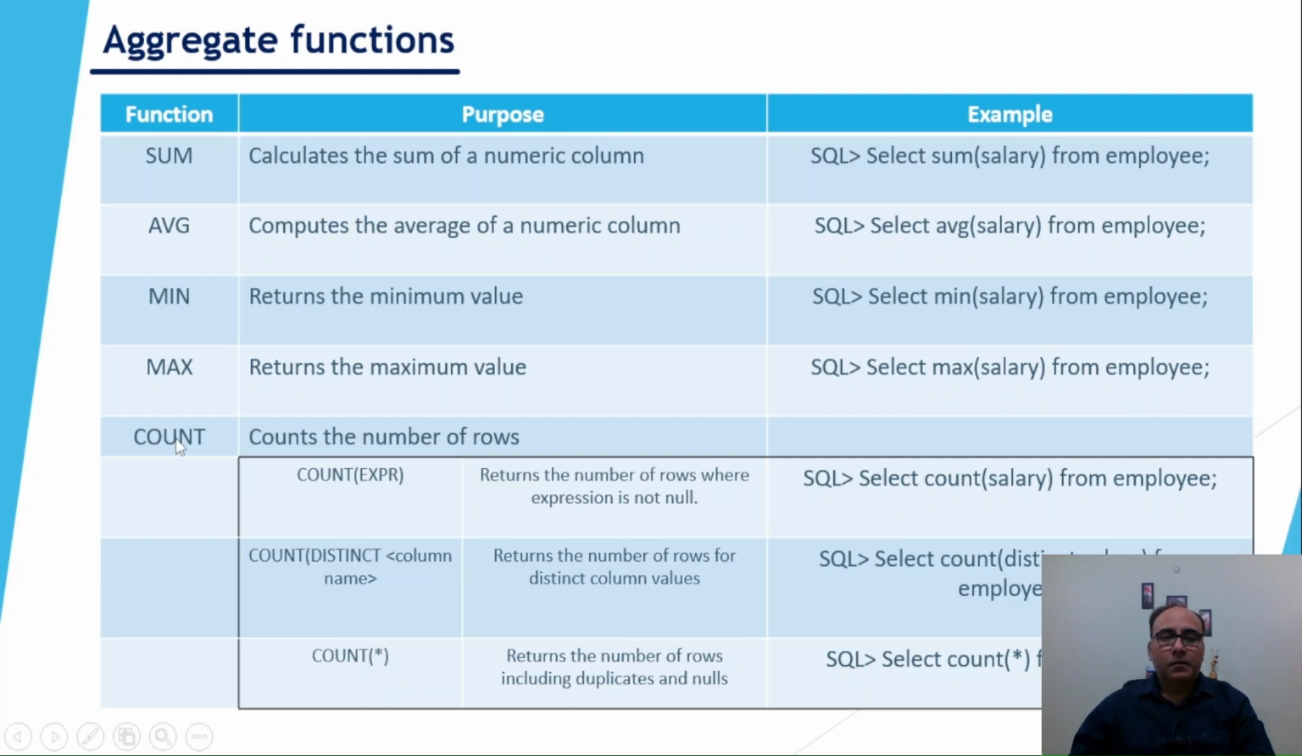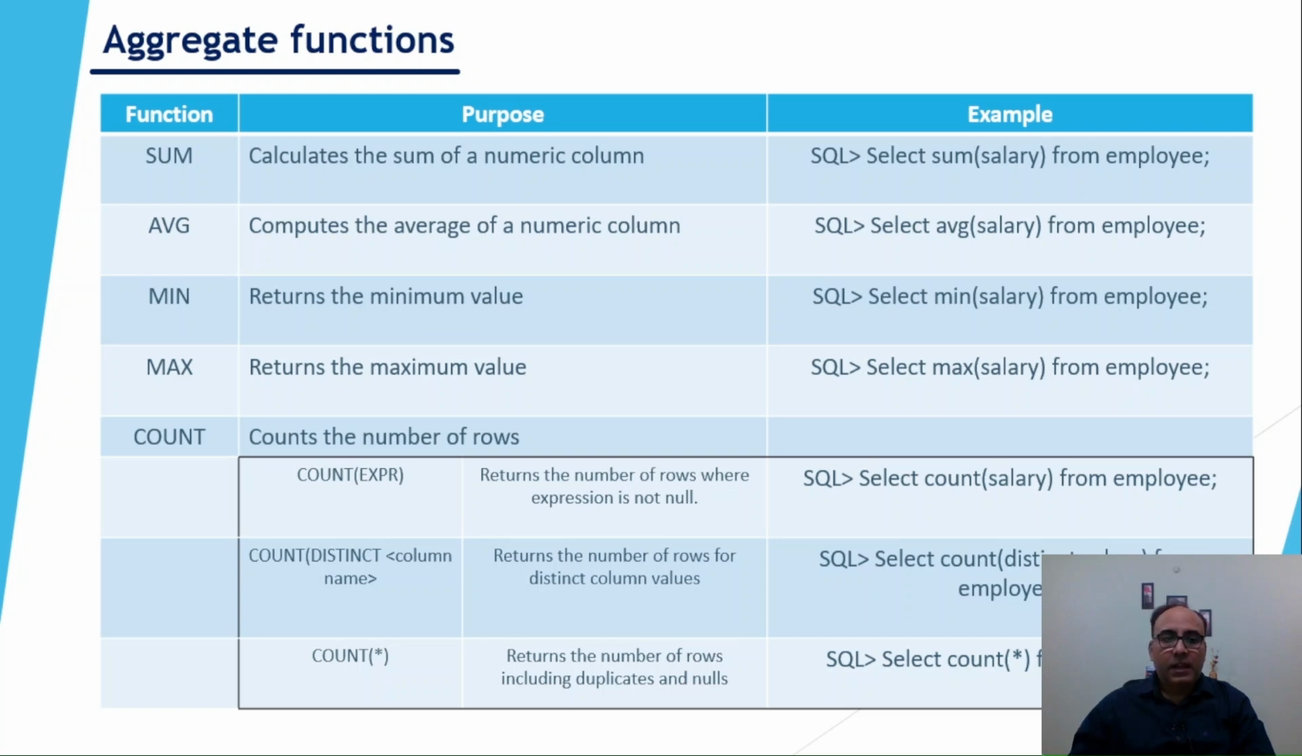Then we have COUNT. This basically counts the number of rows from the table or from the result set. There are different flavors of the count function. The first one is count(expression). This basically returns the number of rows where the expression is not null. For example, select count(salary) from employee. So this will count the total number of rows where salary is not null.